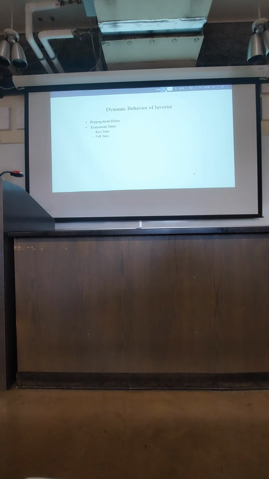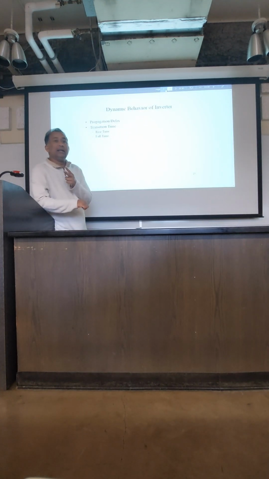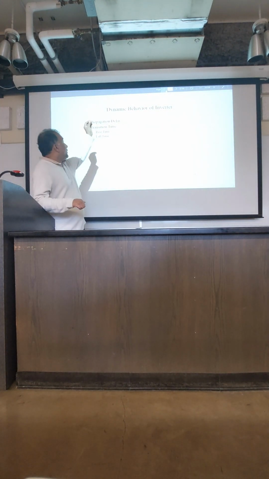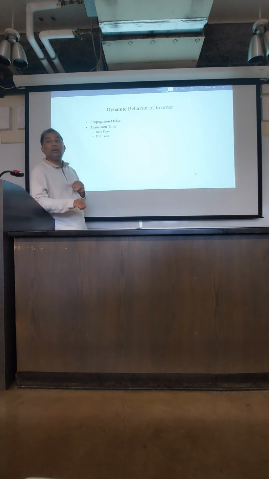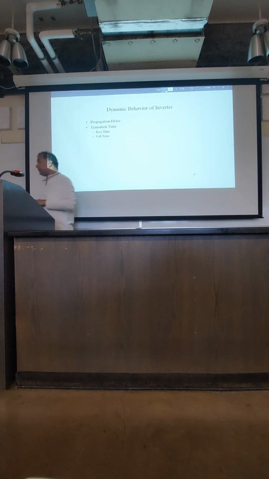So let's start with the timing parameters. There are 2 types of timing parameters in any logic circuit. One is called propagation delay, the other one is called transition time. Propagation delay is a relative timing measurement.